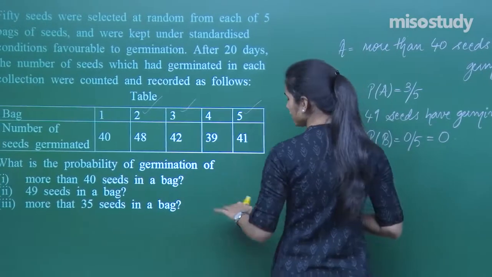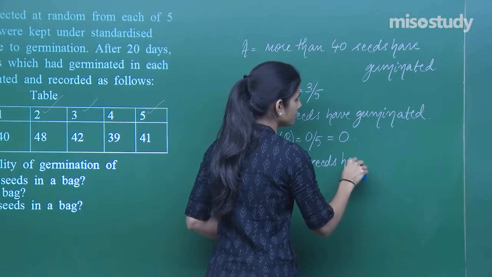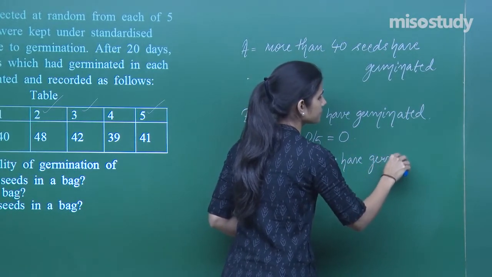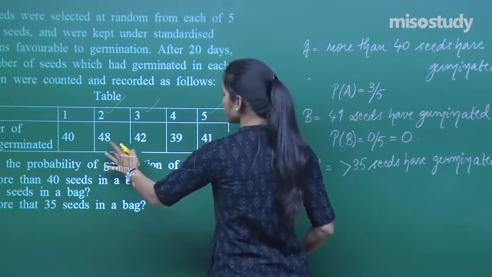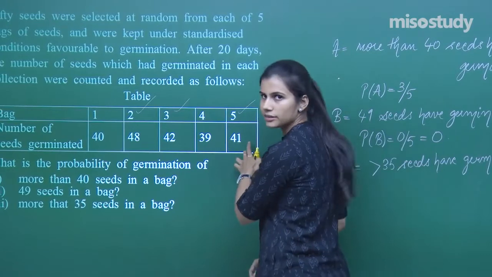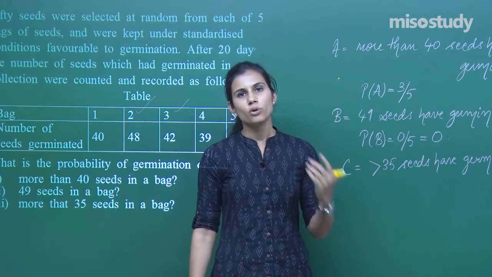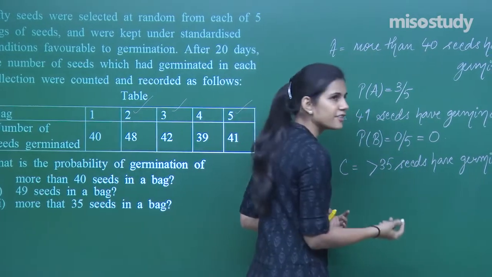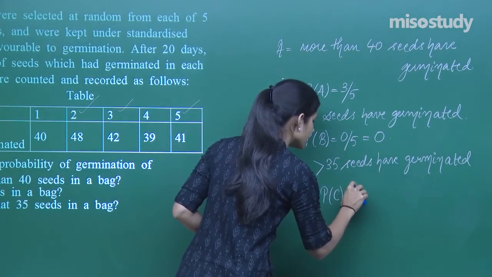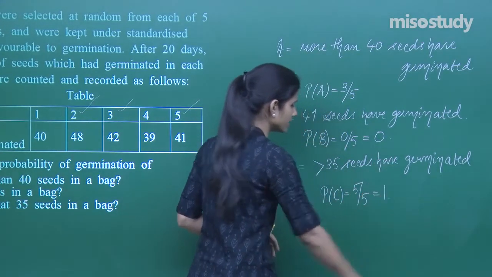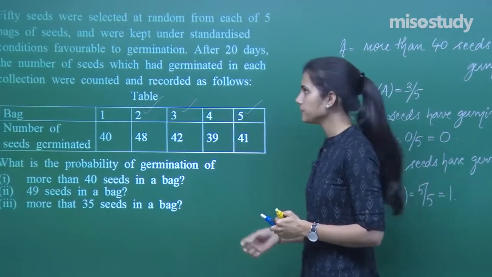Next is more than 35 seeds. Greater than 35 seeds have germinated. Greater than 35, this is greater than 35, greater than 35, greater than 35, greater than 35. So in all the 5 bags, out of the 5 bags in each bag, more than 35 seeds have germinated. So out of 5 bags, in all 5 bags this condition has been satisfied. So probability of C is 5 by 5, which is 1. So C is a sure event or a certain event because its probability is 1.